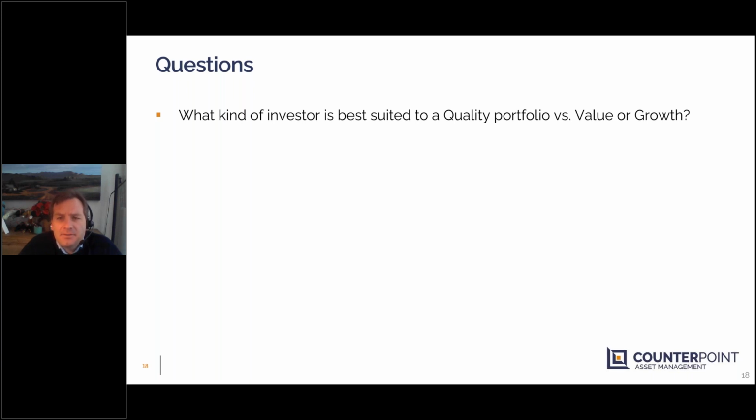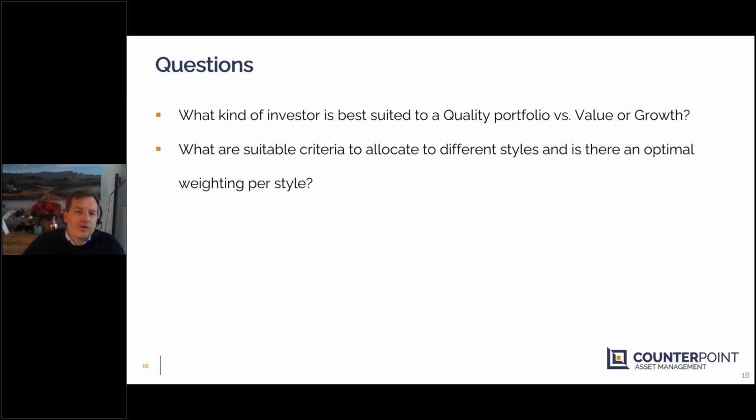But I think clearly, one would want to buy those kind of funds when they are struggling. A quality portfolio one doesn't have to time. So I think that's the kind of investor, someone who doesn't really want to make too many changes to the portfolio. What are suitable criteria to allocate to different styles, and is there an optimal weighting per style?